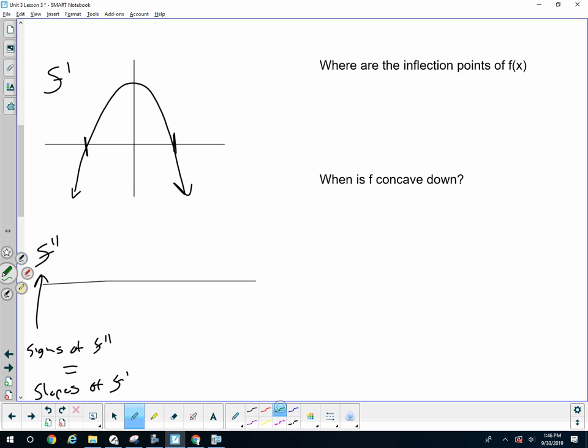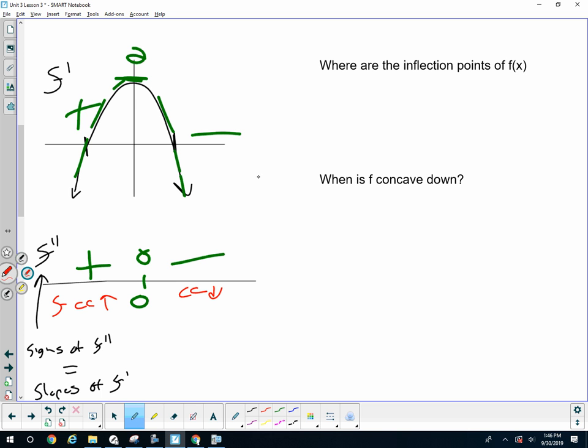The tangent slopes of f prime are positive until here, where they're 0, and then they are negative. Positive, 0 at 0, negative after that. F is concave up to the left of 0, concave down to the right of 0. Point of inflection at 0. From 0 to infinity, or x bigger than 0, are when we are concave down, not including 0. Okay?